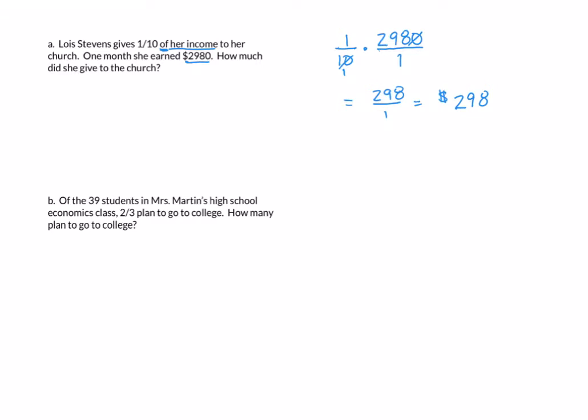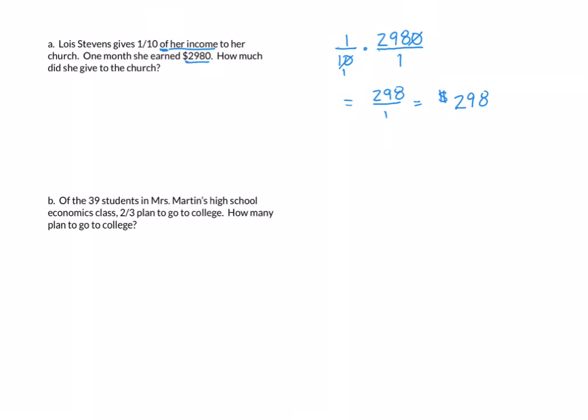Now, does it make sense that she can give $298 to her church? Yes, it does. She has $298 to give. Now, if you had set this up as a division problem, you would have ended up with $29,800. And is it possible for her to give $29,800? For that one, the answer is no. All right, so let's go ahead and look at another example.